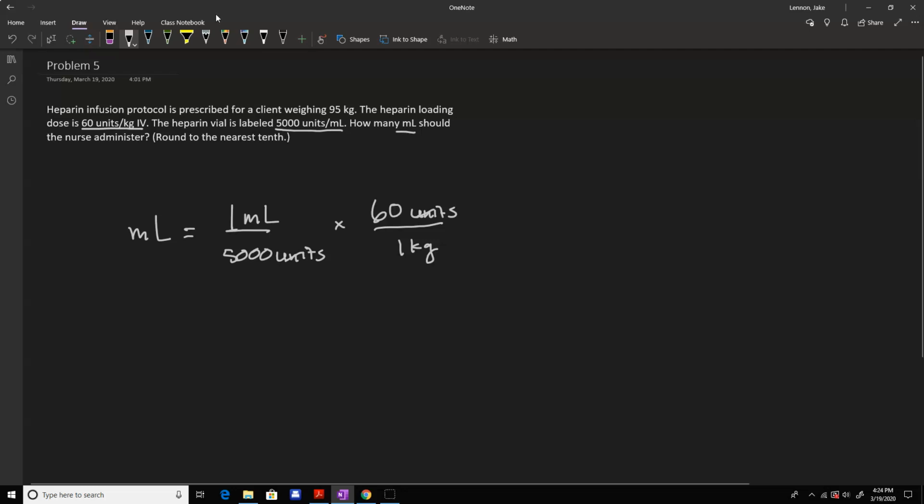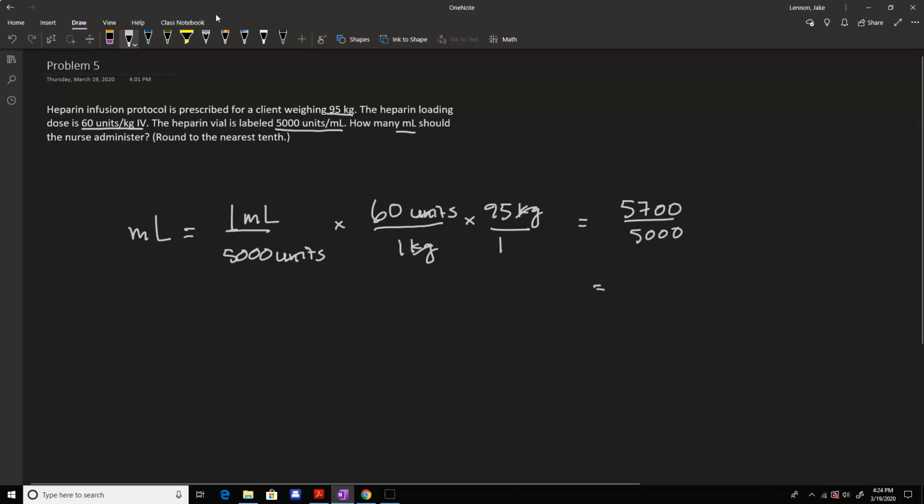So now units are gone, and we need to cancel kilograms. Typically, that's going to be with a patient weight, which we see in the very first sentence. A patient weight of 95 kilograms. Patient weights get placeholders, so 95 kilograms on top, 1 on the bottom, so the kilograms cancel, and we multiply across. 1 times 60 times 95 is 5,700 on top, and on the bottom, multiplying across, we just get 5,000.